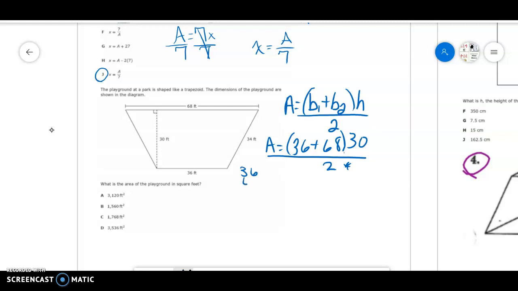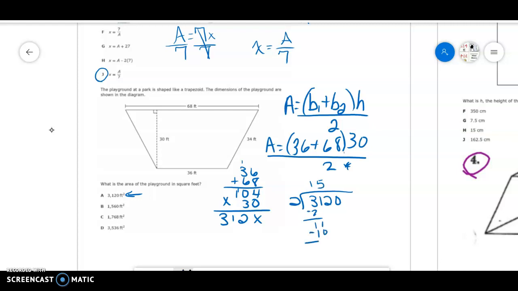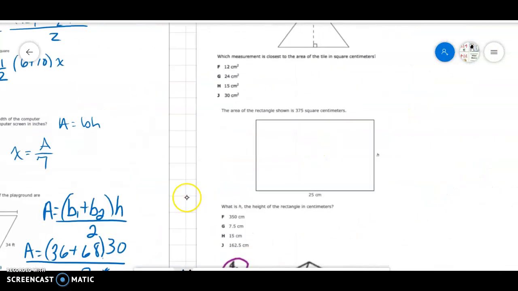So if I add 36 and 68, I get 104 times 30, so placeholder 12, carry the 1, 3. Some of you stopped there and you chose A, but remember, we need to take that and divide it by 2. 11 is 5, 12 is 6 and 0. So it was actually B. And if you chose A on that one, I sent you a note that said, remember to divide by 2.